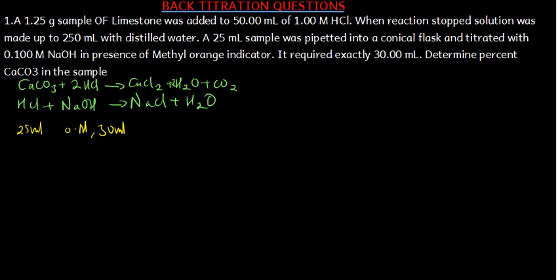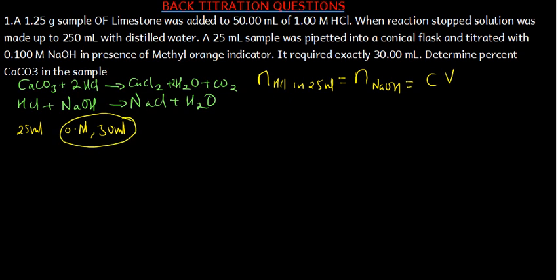The first thing that we are going to find here is the number of moles of sodium hydroxide. Now notice that these are in a mole ratio of 1 to 1. So the number of moles of sodium hydroxide is equal to the number of moles of hydrochloric acid. The number of moles of hydrochloric acid, this is in what? In 25 milliliters, because it's the 25 milliliters which we reacted with sodium hydroxide. So the number of moles of hydrochloric acid in 25 milliliters is equal to the number of moles of sodium hydroxide, and this is equal to concentration times volume. Concentration of sodium hydroxide times its volume is going to give us the number of moles.